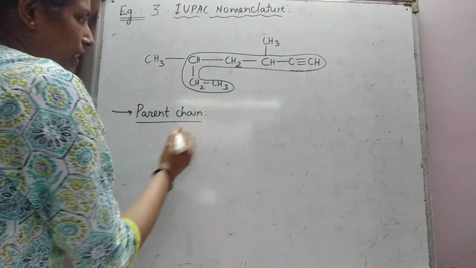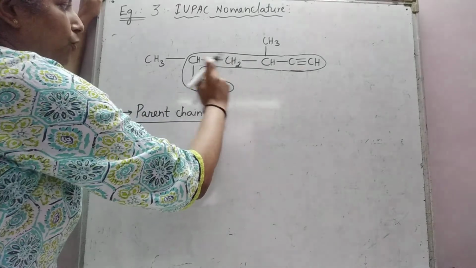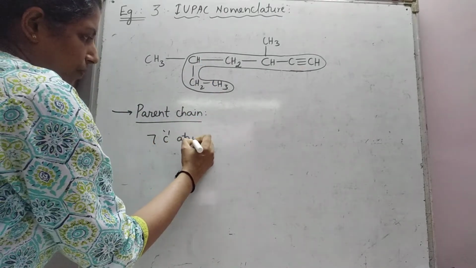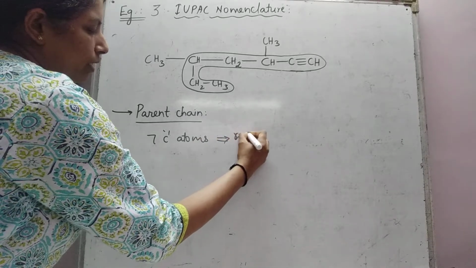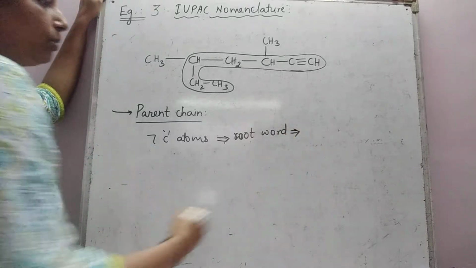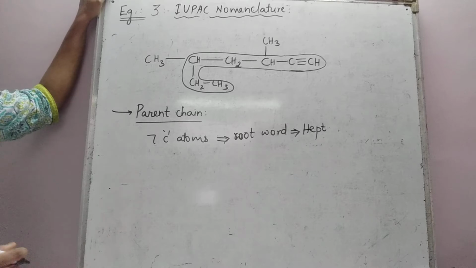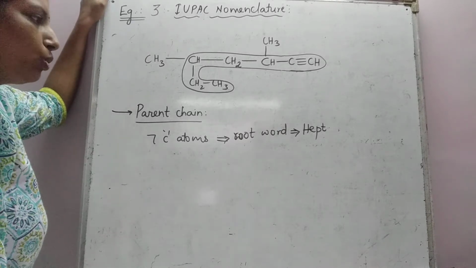The next step is to count the number of carbon atoms in the longest carbon chain. 1, 2, 3, 4, 5, 6, 7. 7 carbon atoms in the parent chain. Okay, so what will be the root word? The root word would be hept. 7 carbon atoms in the parent chain, root word is hept.